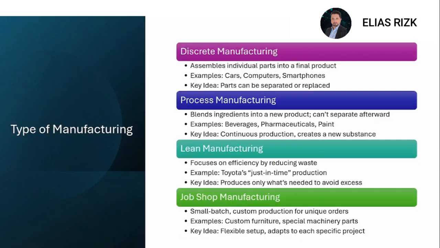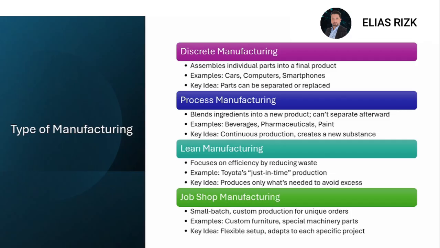So next we discuss the types of manufacturing. Here we discuss discrete manufacturing, process manufacturing, and lean manufacturing. And we also cover job manufacturing. So let's start with the first, discrete manufacturing. Let's say you are building a car. You have a frame, seats, an engine, tires, and all sorts of parts. So discrete manufacturing is just like that. It's all about putting together individual parts to create one finished good.